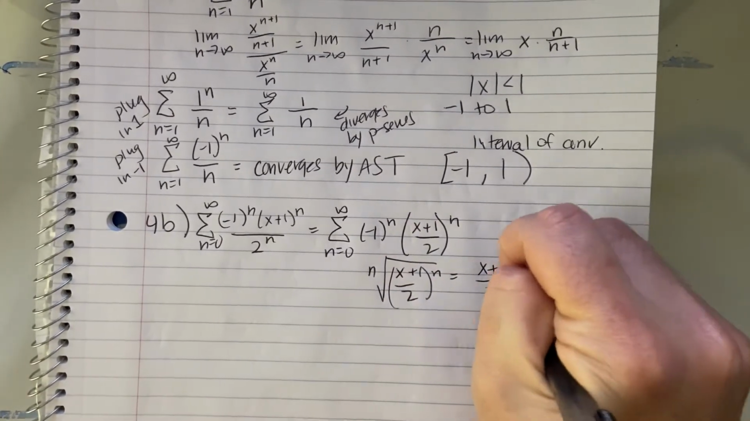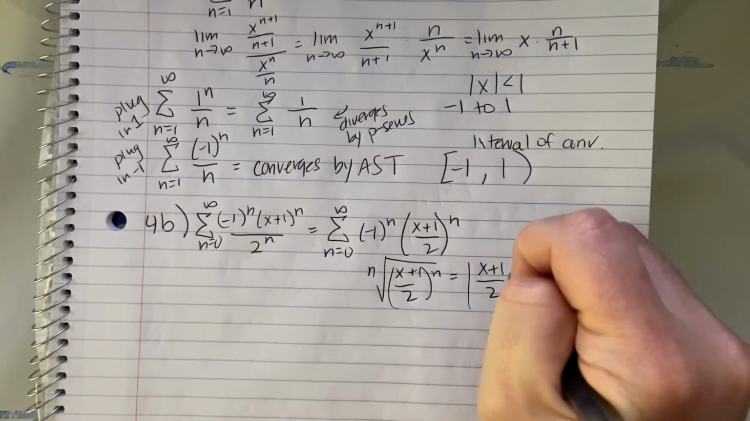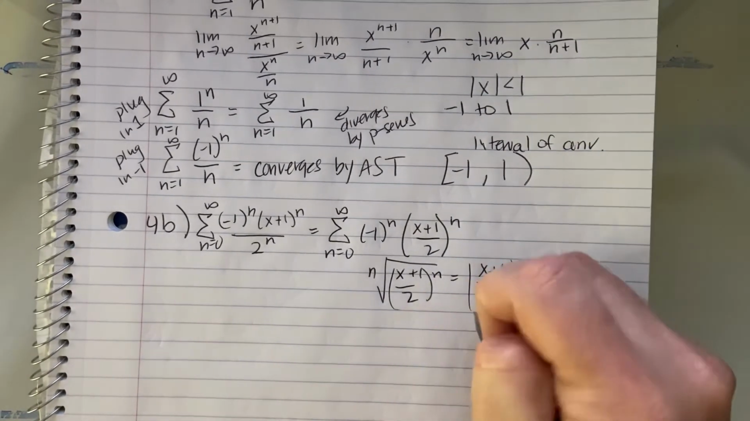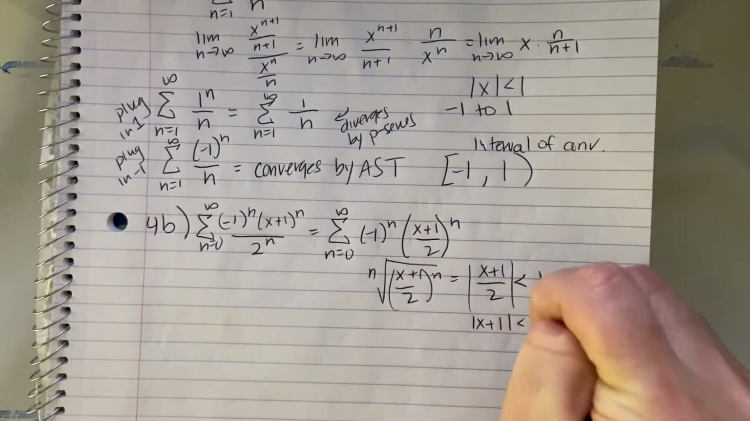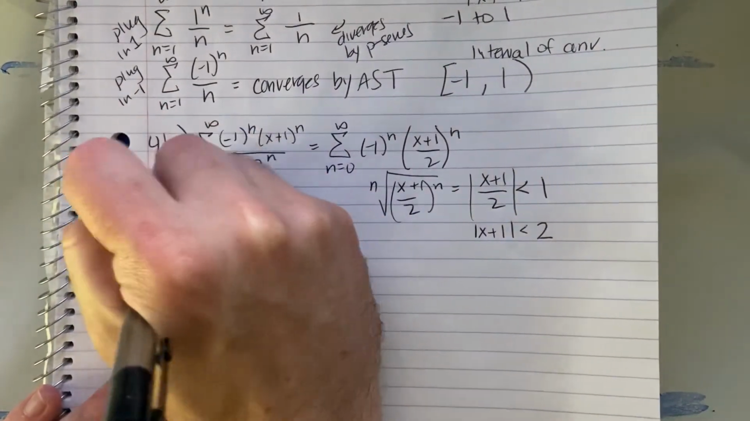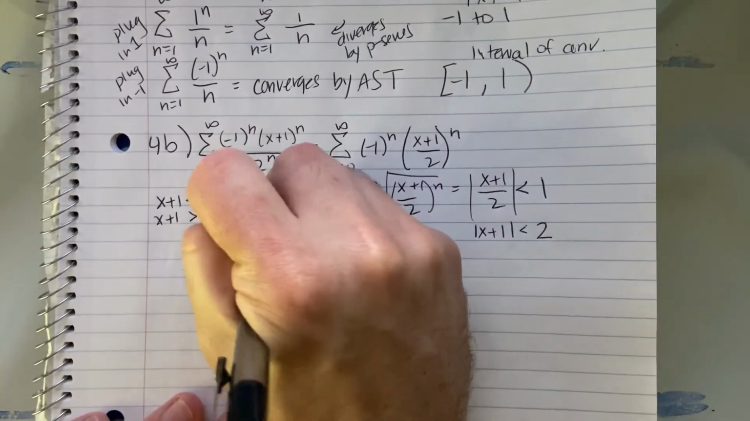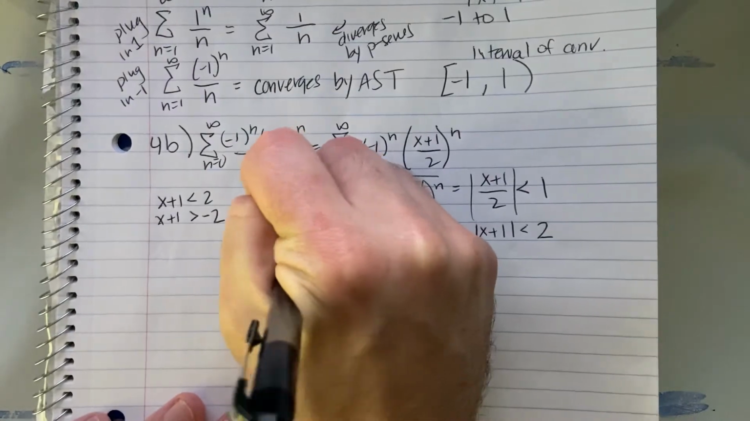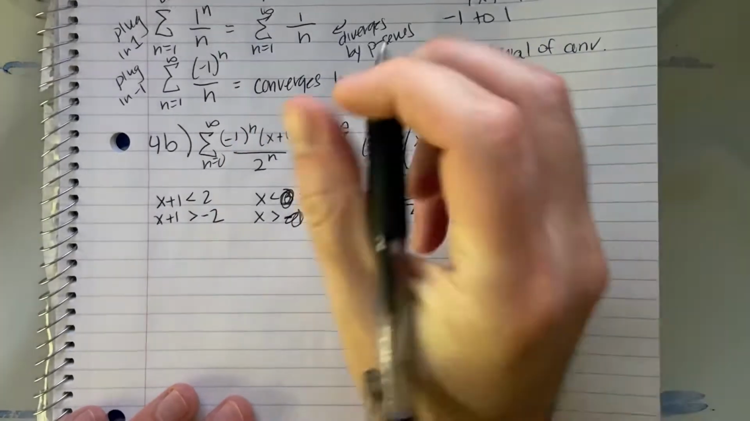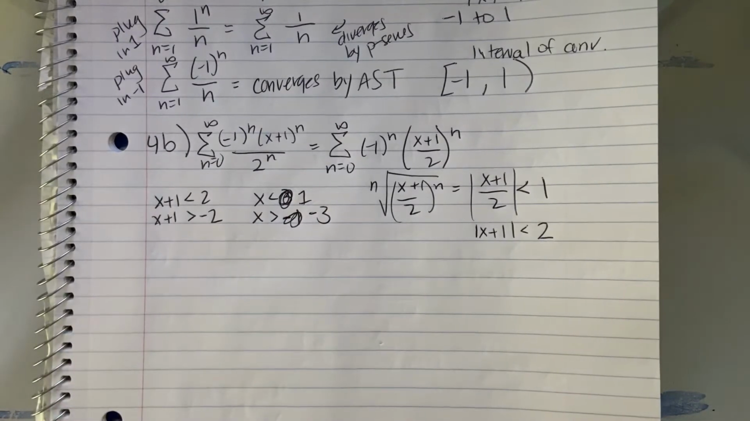which will just be x plus 1 over 2. Now I know this needs to be less than 1. So what does that mean? Technically the absolute value of this needs to be less than 1. That means that the absolute value of x plus 1 needs to be less than 2. So if we come over here, x plus 1 is less than 2, or x plus 1 is greater than -2. So x is less than 3, x is greater than -1. Just kidding, x is less than 1 and greater than -3. Can't math. That's okay. So it's x is less than 1 and greater than -3.